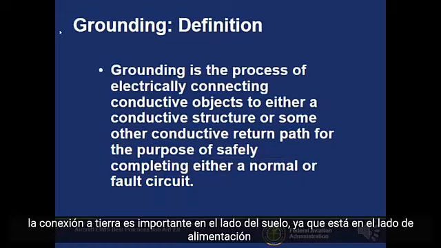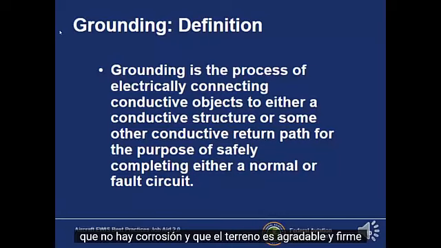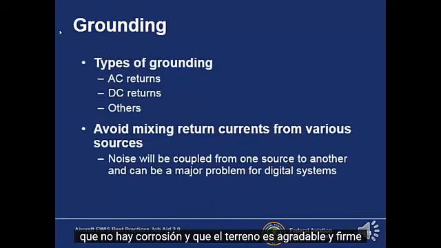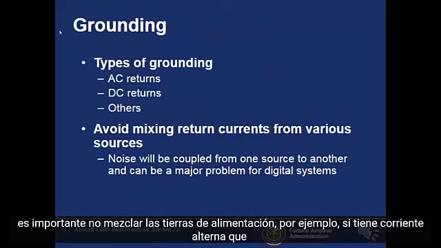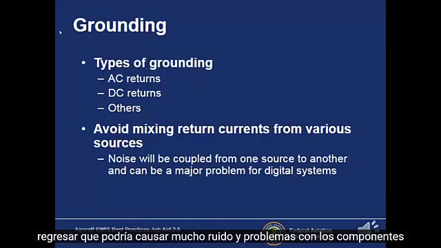Grounding. It's just as important on the ground side as it is on the power side. A lot of the electrical problems are because the ground is bad. So make sure that there's no corrosion and that the grounds are nice and tight. It's important not to mix up power grounds. For example, if you have AC current, that should not be grounded in the same terminal or area where a DC current is returning. That could cause a lot of noise and problems with the components.